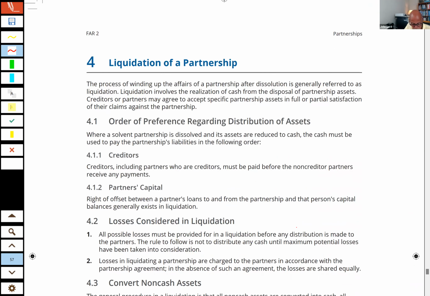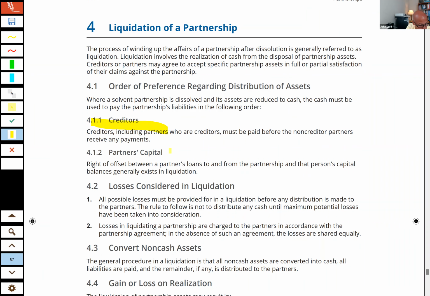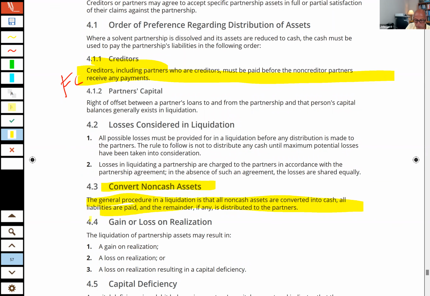Liquidation of a partnership. This means everybody's leaving. If it's a liquidation of a partnership, flashcard, creditors get paid first. Then you have to remember to convert non-cash assets to cash. So you sell everything in this liquidation and then distribute the cash. First you pay any creditors. If there are amounts outstanding to partners, maybe the partners have made some loans, they're like a creditor, so you pay them out. If there are instructions as to who gets a certain amount first, pay them out. And then the remainder is distributed based on the profit and loss sharing agreement, whatever it is.